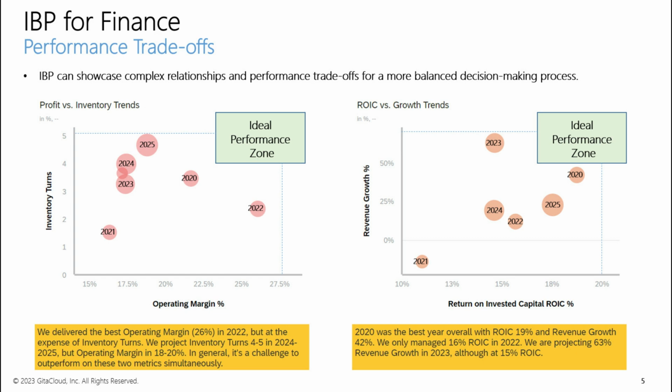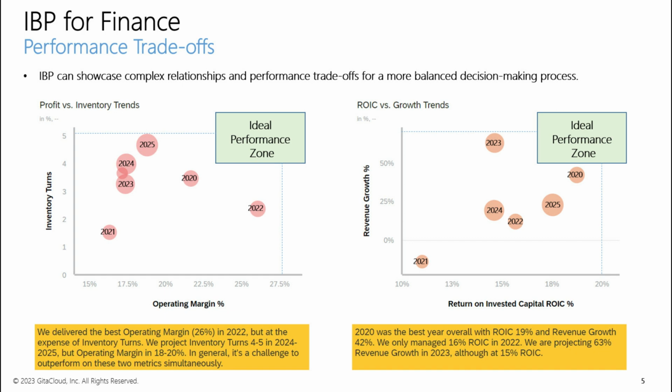Business Control Tower in SAP IBP can showcase complex relationships and performance trade-offs to help improve decision-making processes. For example, see profit versus inventory trade-off on the left. This is measured by operating margin performance versus inventory turns. Ideally, we want high margin at high turns in terms of an ideal performance zone, as shown in green color.